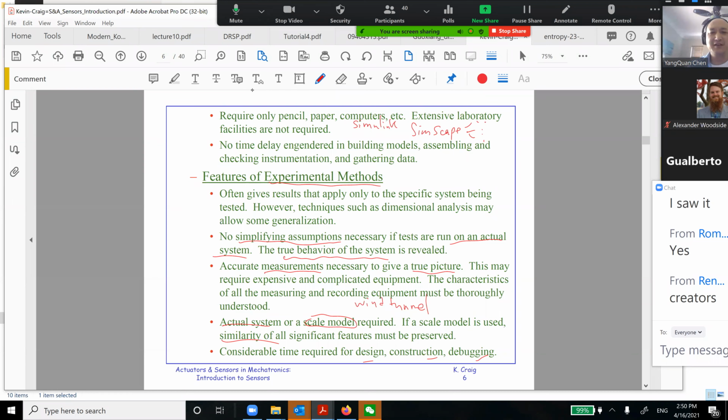All right, so with the model, you can use pen, paper, or computers. Today it's Simulink, and then you have Simscape. But you still need to decide what the parameters of the model are. So how do you get those parameters right? You have to do experiments, then check against the experiment, then you fit that kind of thing.